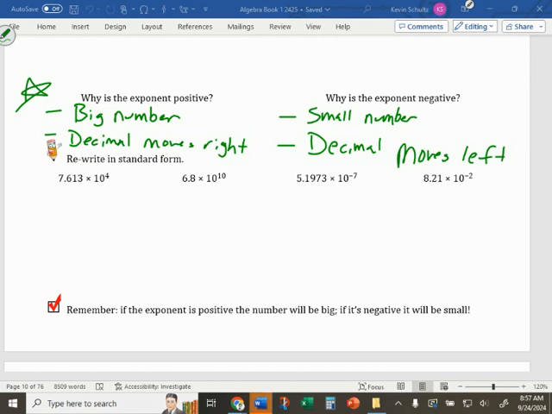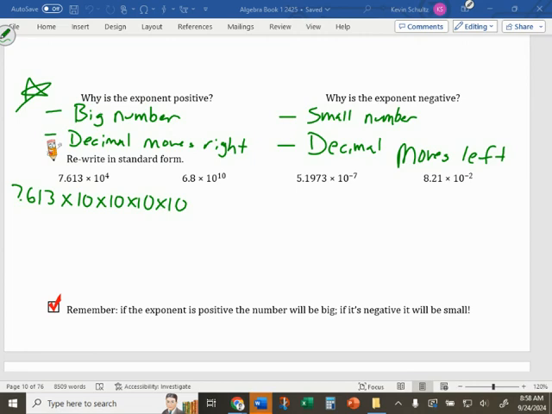So 7.613 times 10 to the fourth. What this means is that we are multiplying this number by 10 four times. You don't need to write this down specifically, but that's what times 10 to the fourth means. We're multiplying this number by 10 four times. And every time we multiply something by 10, what happens to the decimal point? It goes one spot to the right.